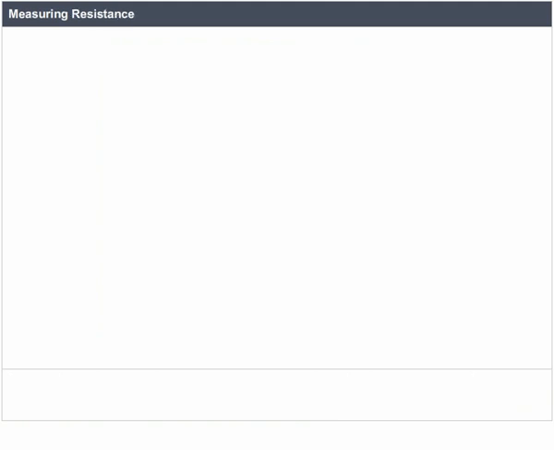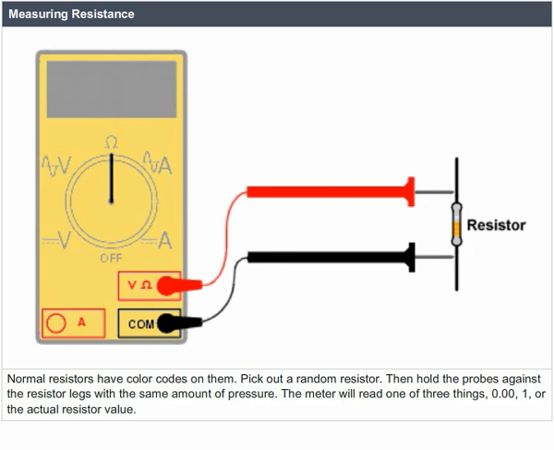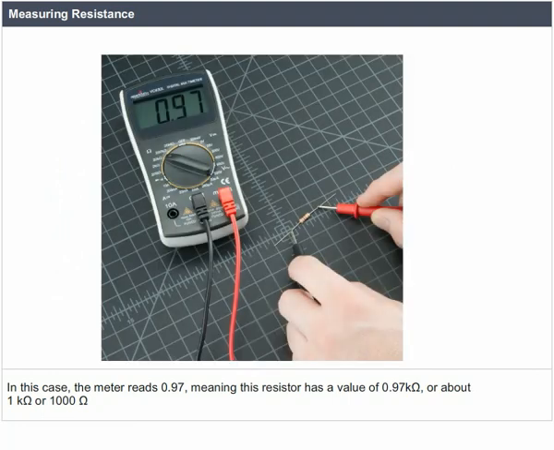Measuring resistance. Normal resistors have color codes on them. Pick out a random resistor. Then hold the probes against the resistor legs with the same amount of pressure. The meter will read one of three things: 0.001 or the actual resistor value. In this case, the meter reads 0.97, meaning this resistor has a value of 0.97 k ohm or about 1 k ohm or 1000 ohm.